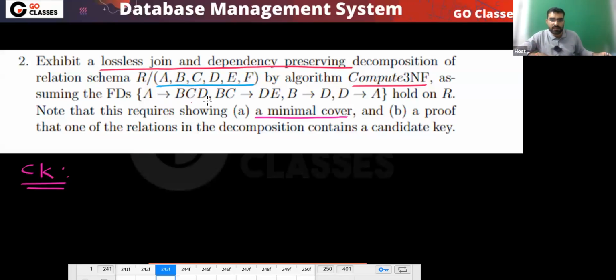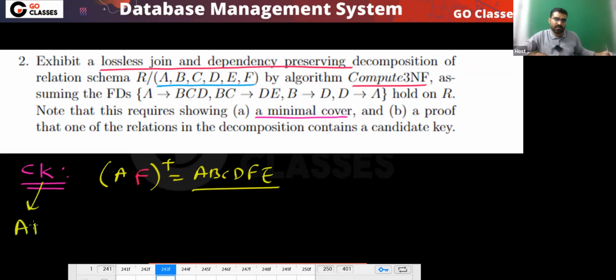A, B, C, D, E, F. You can notice F must be part of every candidate key. So, for example, what about AF? It can create A, B, C, D, F, and then BC can create D, E. So it can create everything. So I can say one candidate key is AF.